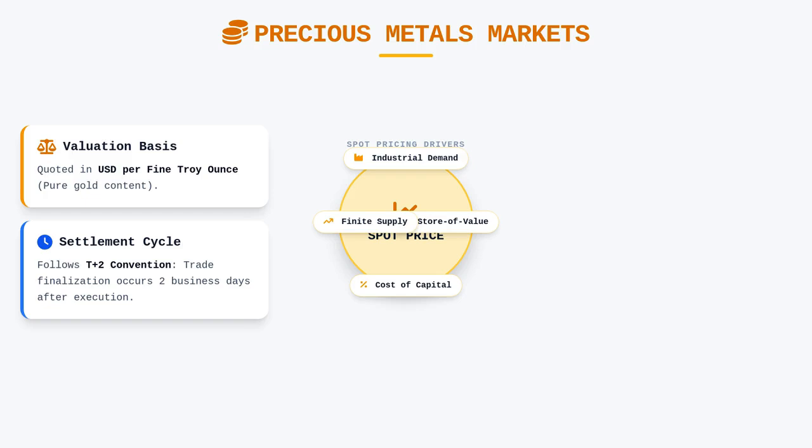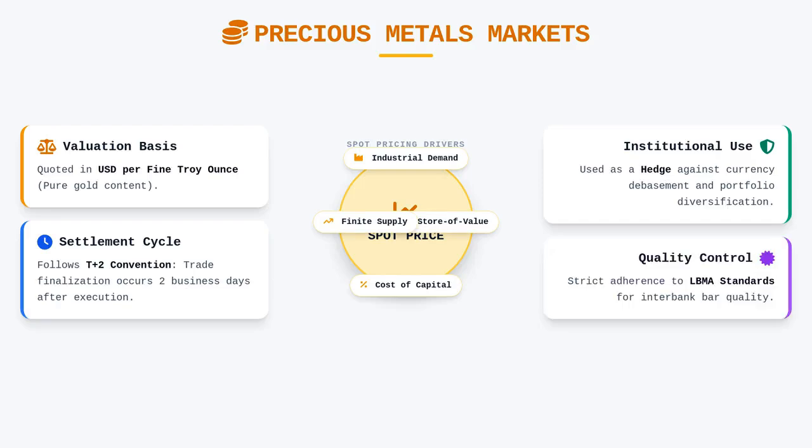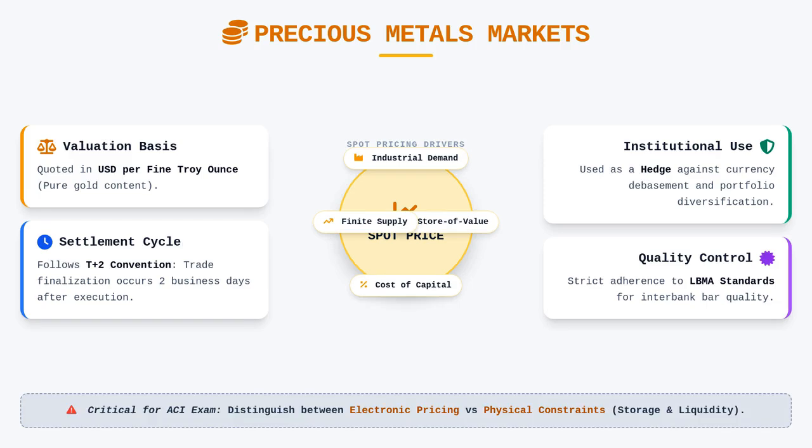When trading these assets, market participants must be mindful of the physical weight standards defined by the London Bullion Market Association, which dictates the quality and characteristics of the bars used in interbank settlements. Institutional investors utilize these instruments not merely for speculation, but as a hedge against currency debasement or as an alternative asset class within a diversified portfolio. Understanding the disparity between the electronic pricing of these contracts and the physical constraints of metal storage and liquidity is a fundamental requirement for anyone approaching the ACI Dealing Certificate exam.